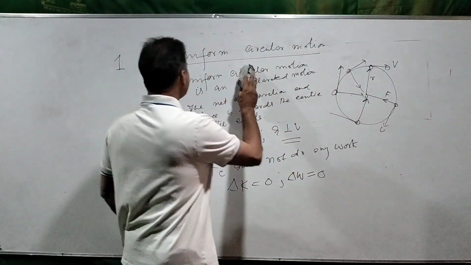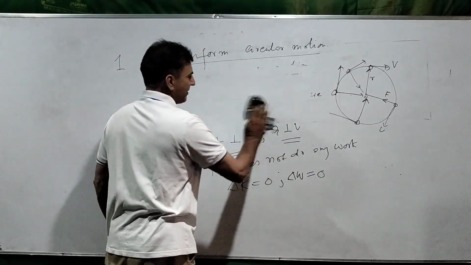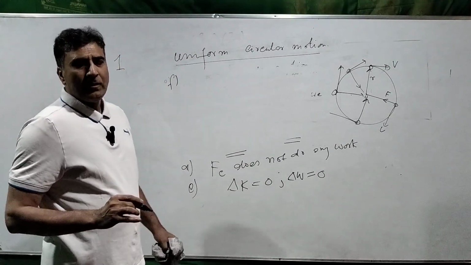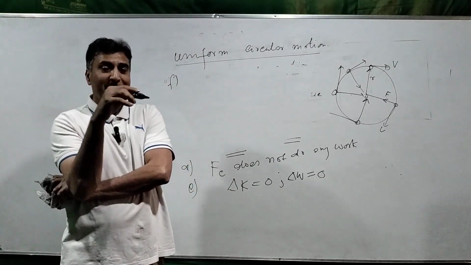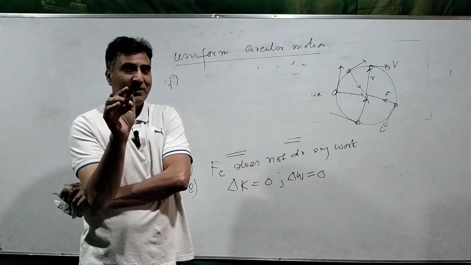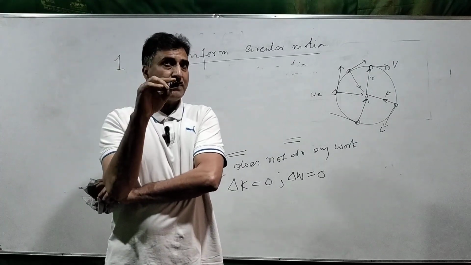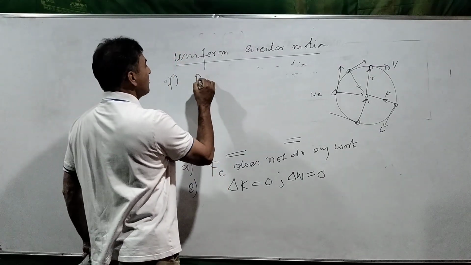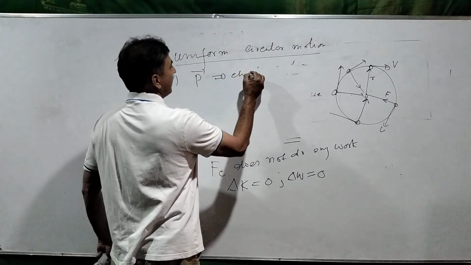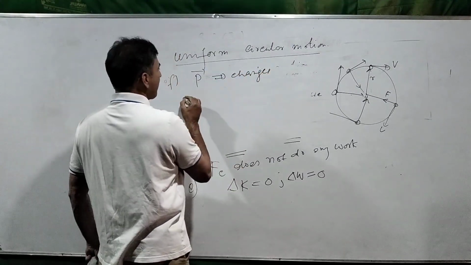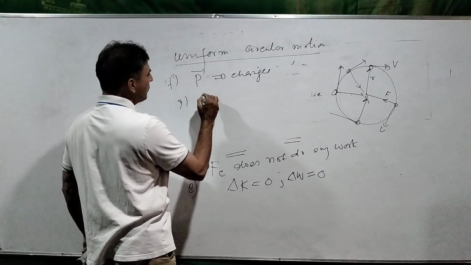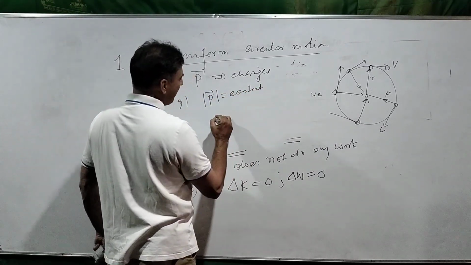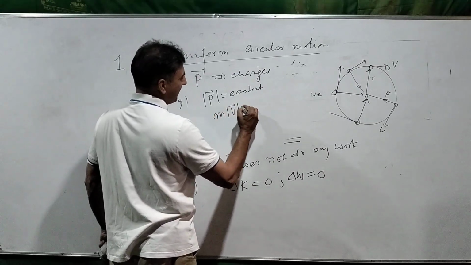And what are the other features of this uniform circular motion? Does momentum change in a uniform circular motion? The answer is yes, because momentum is a vector and it is mass times velocity. Velocity changes, therefore momentum also changes. But of course the magnitude of momentum is constant, because the magnitude of momentum means m times the magnitude of velocity, which is constant.